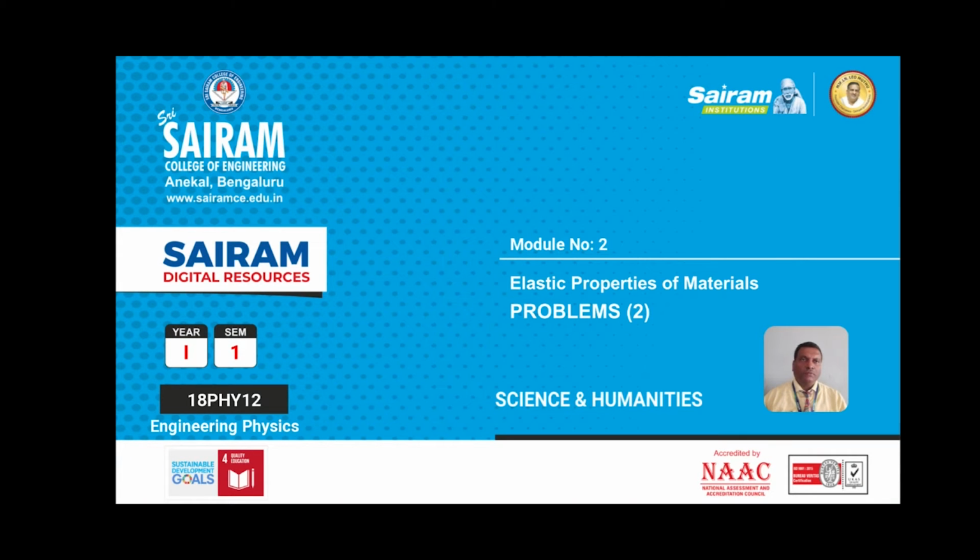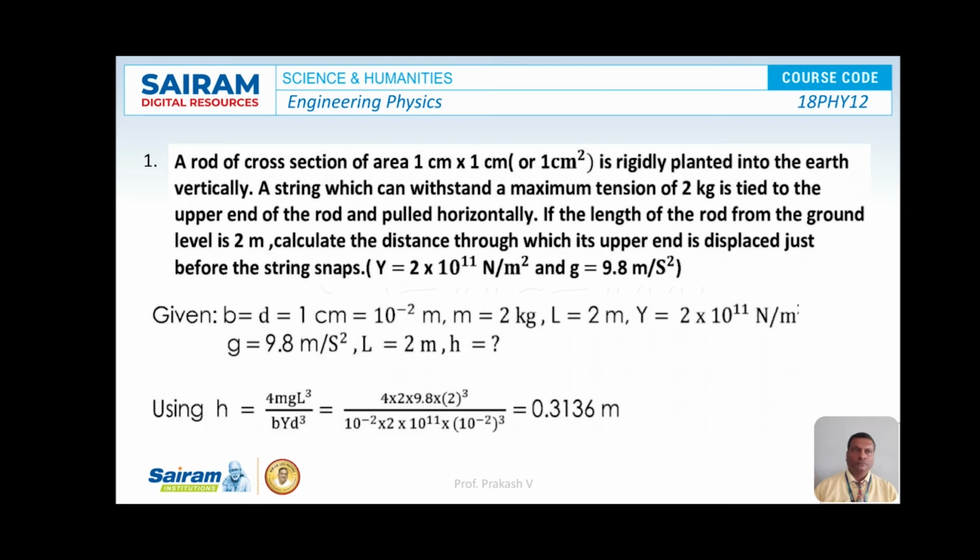In this video, I am going to discuss problems of elastic properties of materials, which comes under module 2 of engineering physics prescribed by VTU. So the first problem here is: a rod of cross section of area 1 centimeter into 1 centimeter, that is 1 centimeter square, is rigidly planted into the earth vertically.